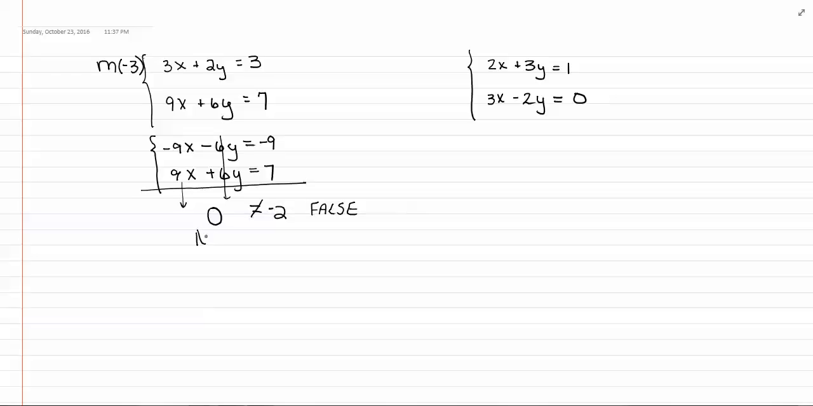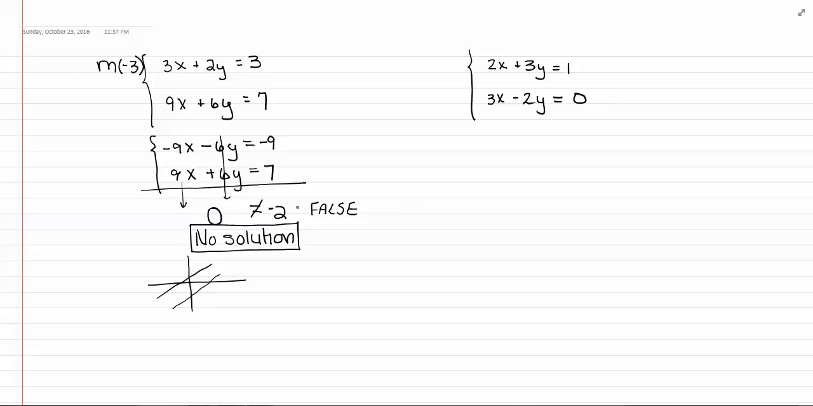There's no solution, which means there's no coordinate where both of those lines intersect. If the two lines never intersect, then we can think about what the picture may look like, and that's that the two lines are parallel. But our final answer is there is no solution to that system of equations.